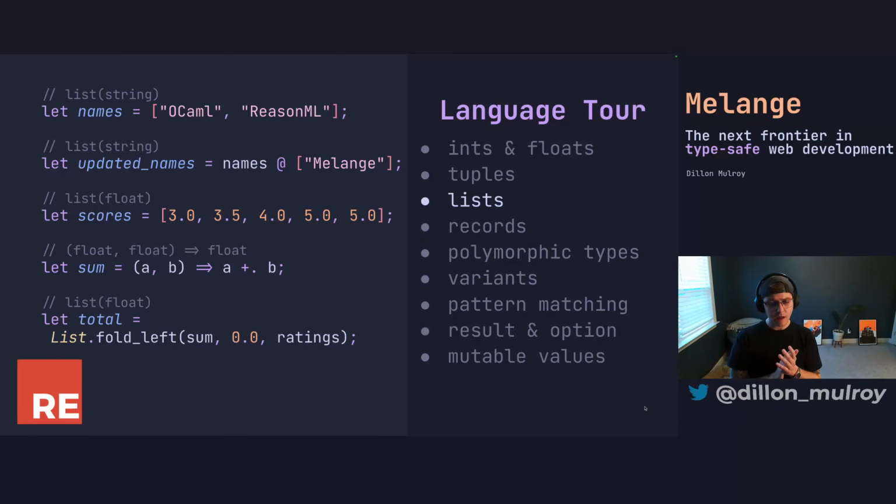And then below that line, we have let total. We can see that total is being inferred. That should actually not be inferred as a list float, but that should be just a float. That is a typo on my part. But we see this List.fold_left syntax. This function is going to be identical to array.reduce in JavaScript. So we're essentially going to iterate over our list of scores, sum them up, and then get the total.